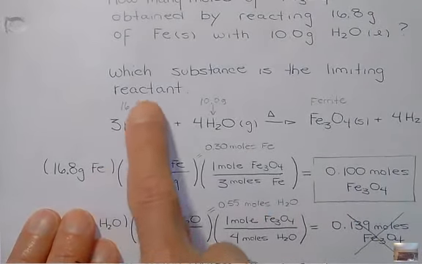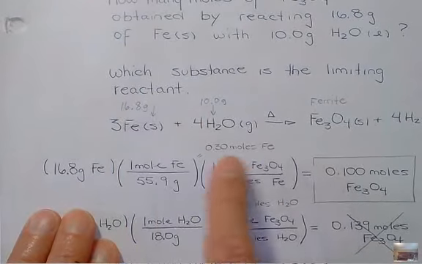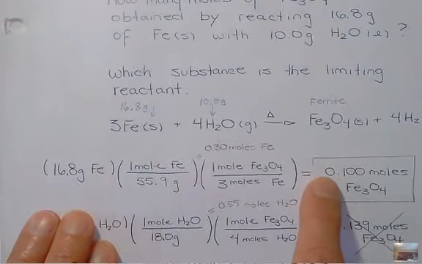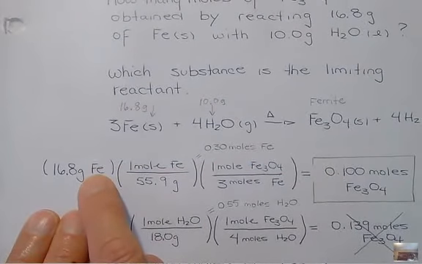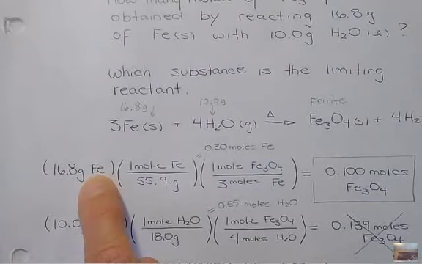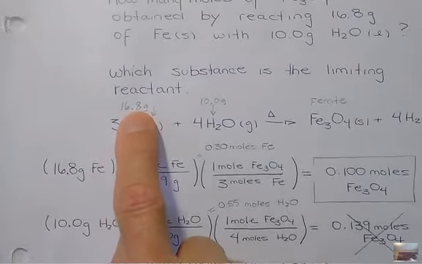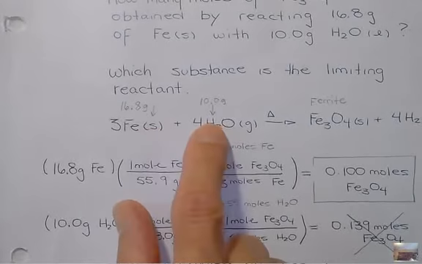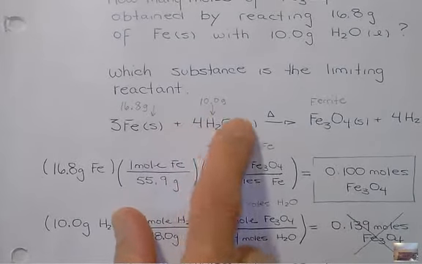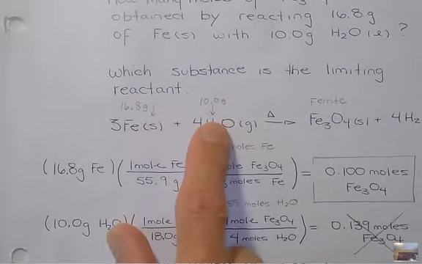So the second part of the question: which substance is the limiting reactant? The substance that gives you the smaller answer is the limiting reagent. I ran out of iron first. This reaction came to a grinding halt when I ran out of my 16.8 grams of iron. There was still some excess water left that didn't completely react when this reaction ended.